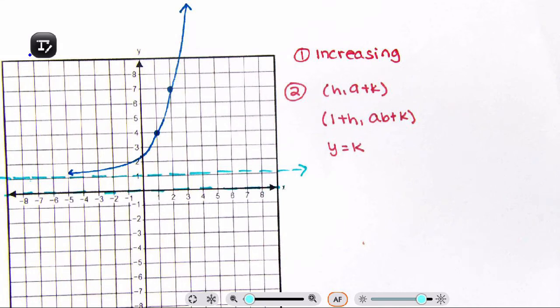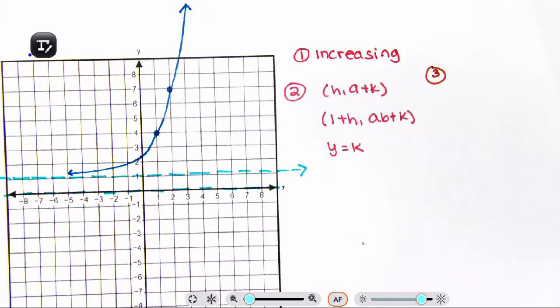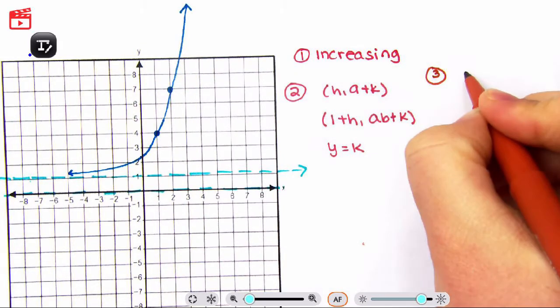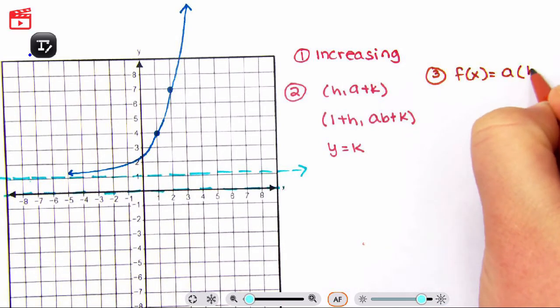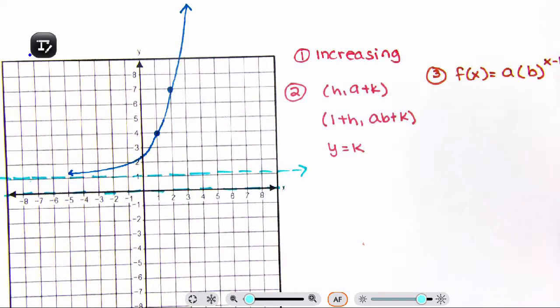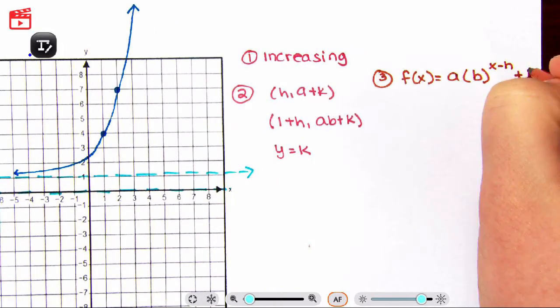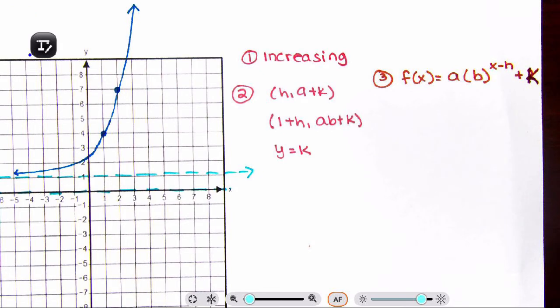For your third step, you're going to start plugging stuff in. Actually, let's do this before we do our step 3. Let's, for step 3, write out our formula. So f of x is equal to a times b to the x minus h power plus k. Ooh, plus k. I wrote 2 instead, but that should be a plus k. I don't know why I wrote 2. That's not even the correct number. So that's going to be our step 3.